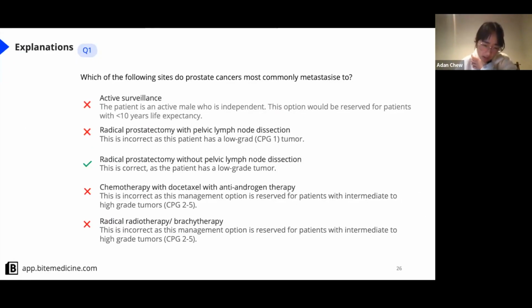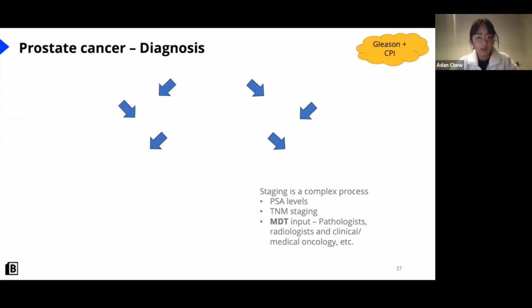He's also fairly young. So although active surveillance is not a bad choice for someone who has a low-grade tumor, because this person likely has more than 10 years of life expectancy, we would like to treat it a little bit more aggressively. And because this patient is quite fit and well, usually it means that they will be fit for surgery. The other options are reserved for more aggressive tumors and high-risk tumors. So we'll talk about the patient journey of diagnosis of prostate cancer on the next slide, which I will cover, which is a bit longer.